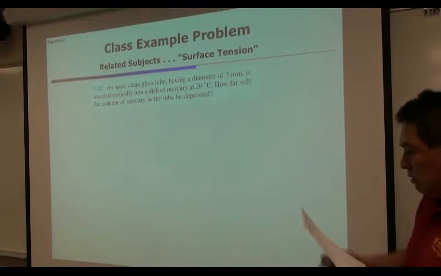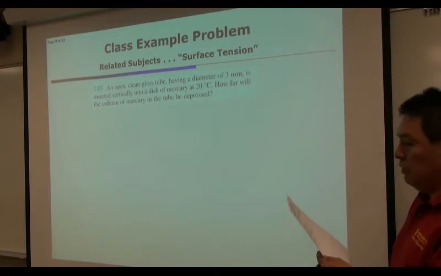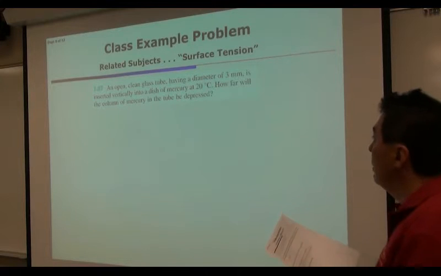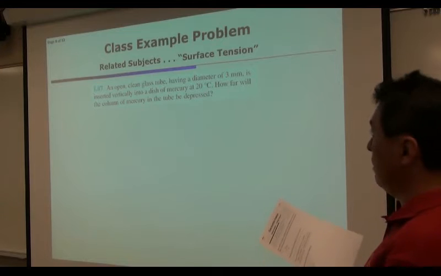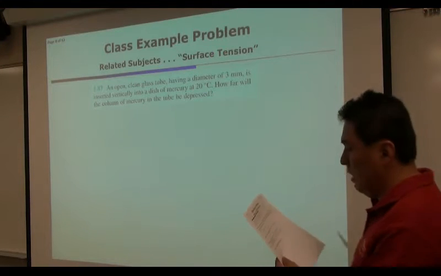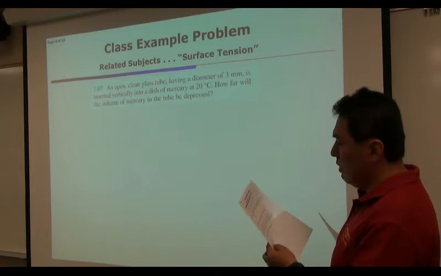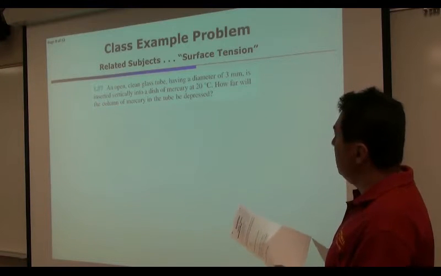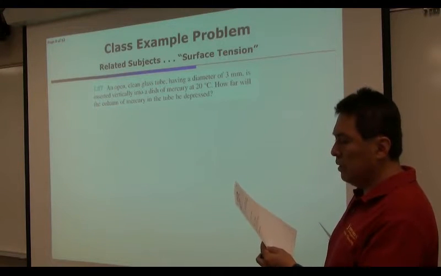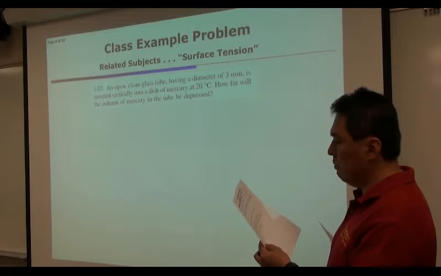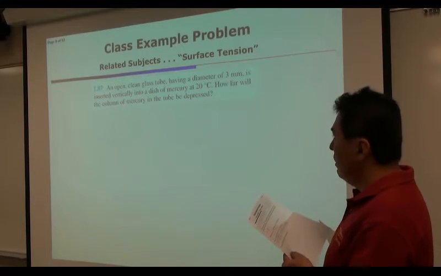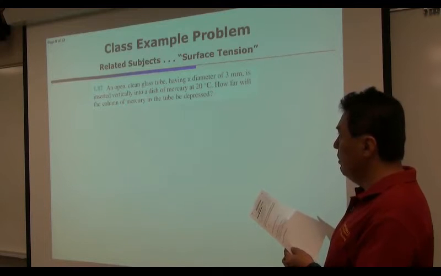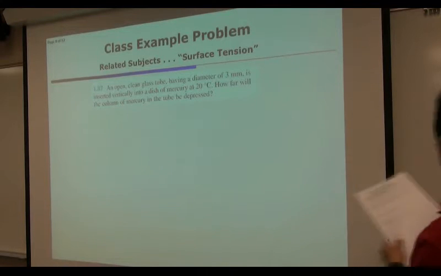Okay, let's take a look at class example problem unit A2, page 8. This is the capillary motion problem due to surface tension. An open clean glass tube having a diameter of 3 mm is inserted vertically into a dish of mercury at 20 degrees C. How far will the column of mercury in the tube be depressed?